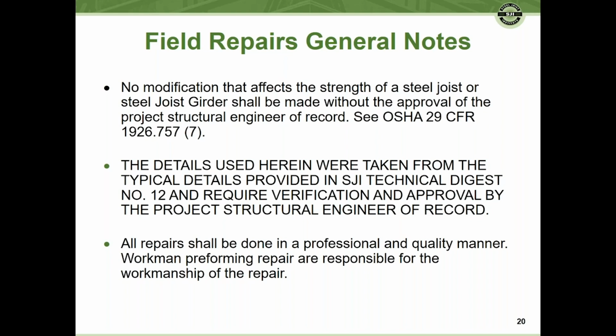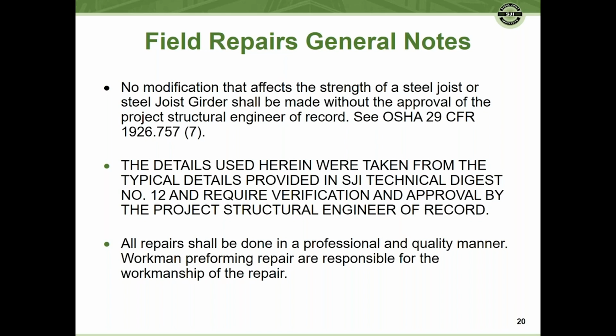One, and this comes right out of the OSHA regulation, is: no modification that affects the strength of a steel joist or joist girder shall be made without the approval of the project engineer of record. This is specifically in the erection aspects, or before the building is finished. OSHA requires that. Another possible note is: the details used herein were taken from the typical details provided by the SJI Technical Digest No. 12 and require verification and approval by the project engineer of record.